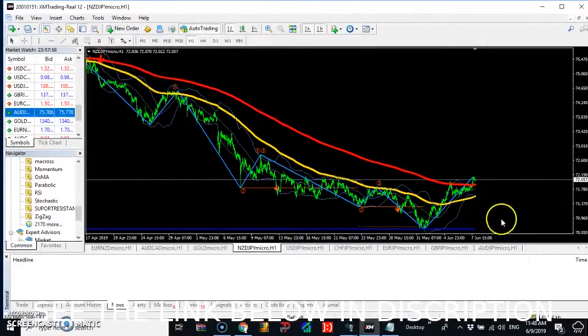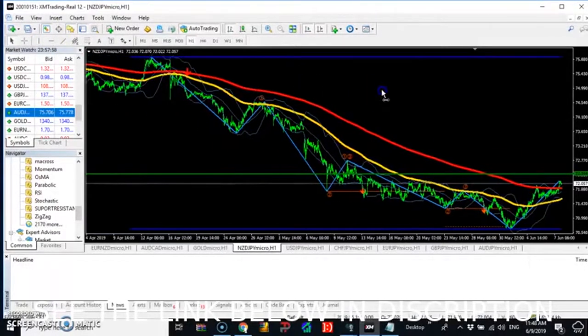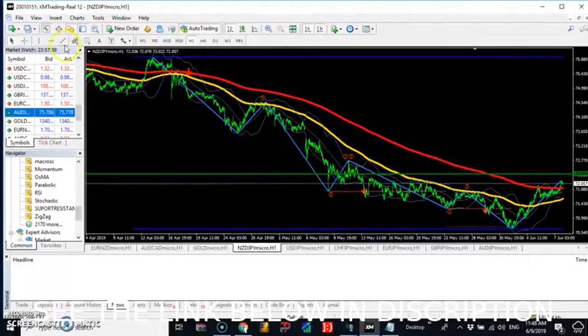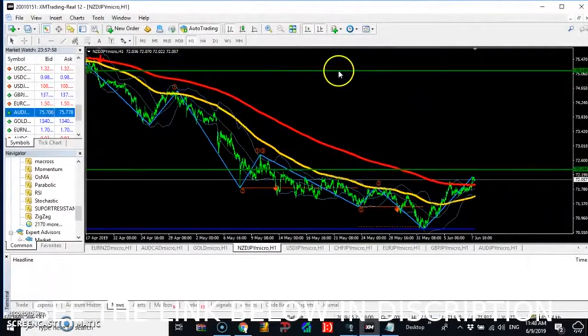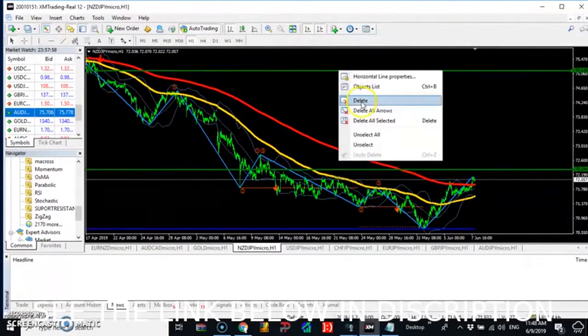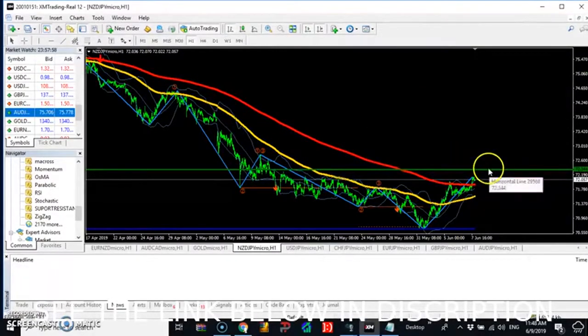support. Now we will be waiting for the next arrow to come up around here where we will pend our order. Okay, we will pend our order maybe above it, and then our target is gonna be somewhere around here where we will find the next resistance. Okay, so that is how to think about the forex market.